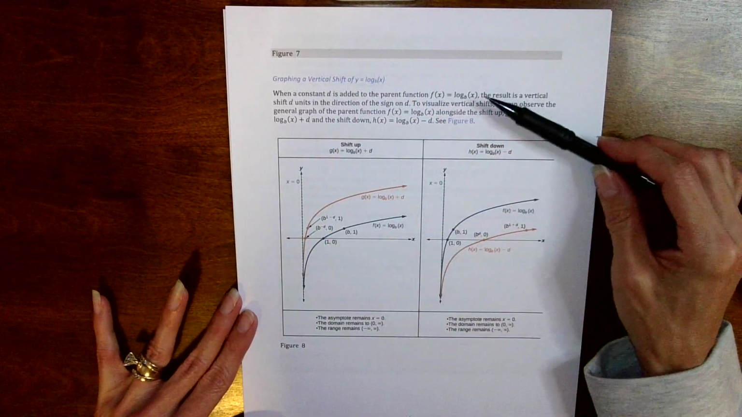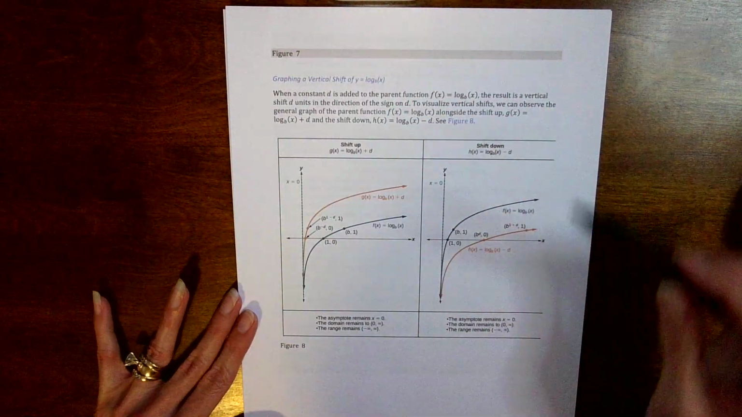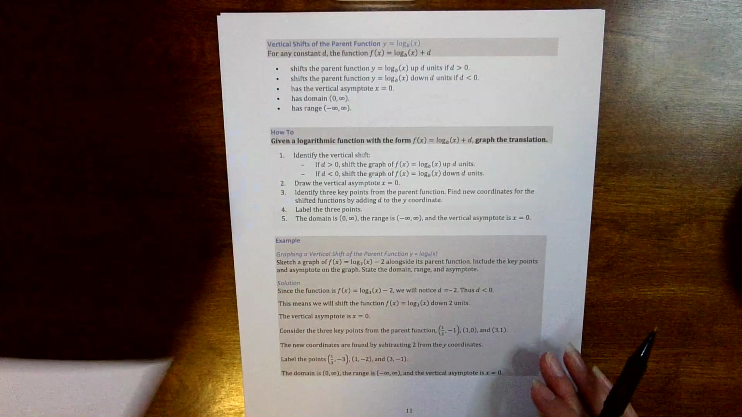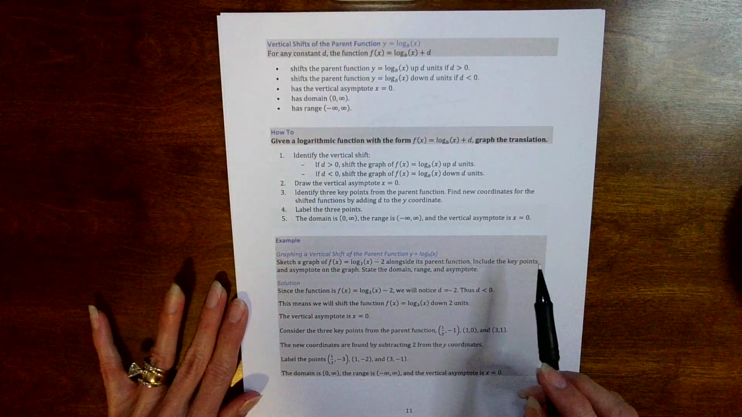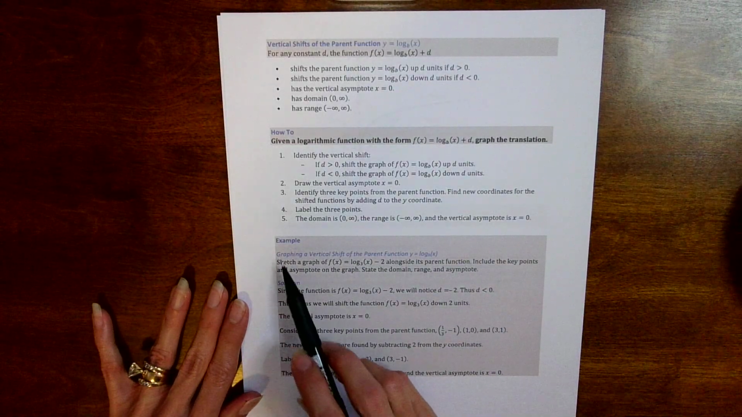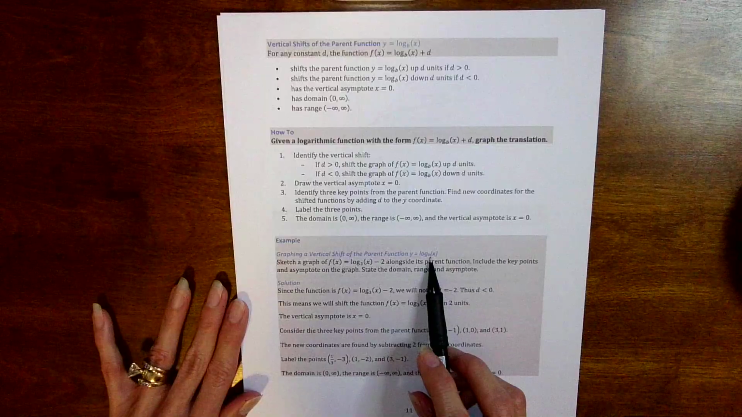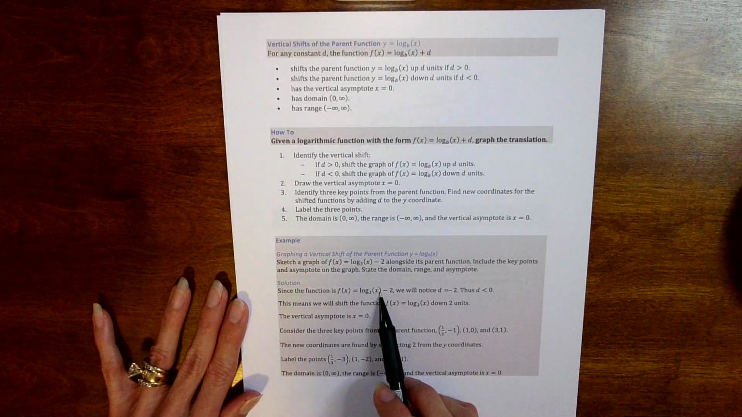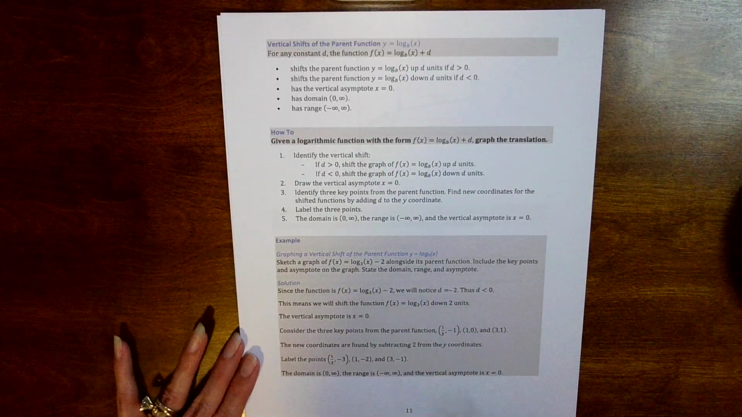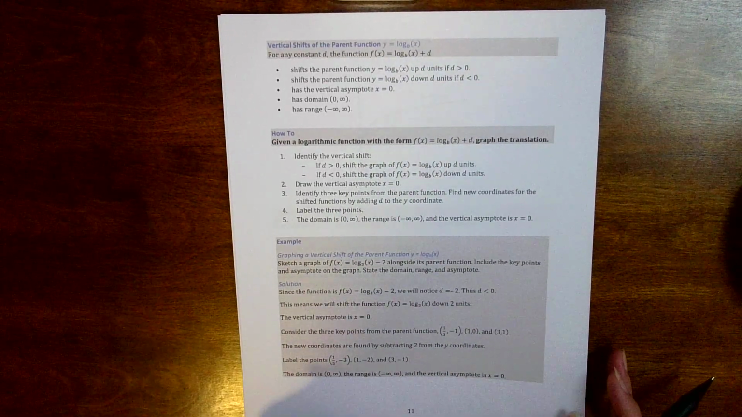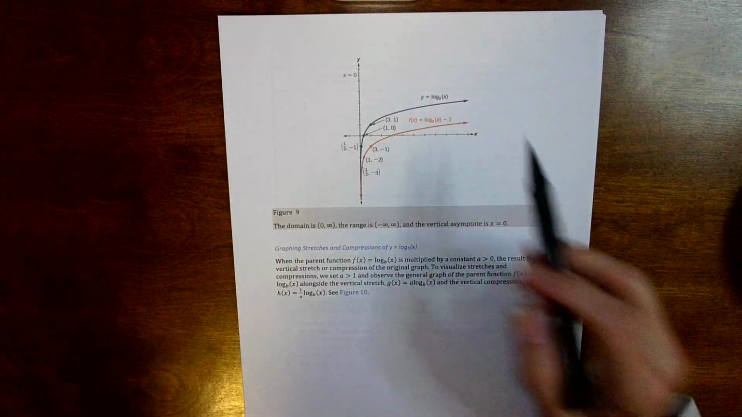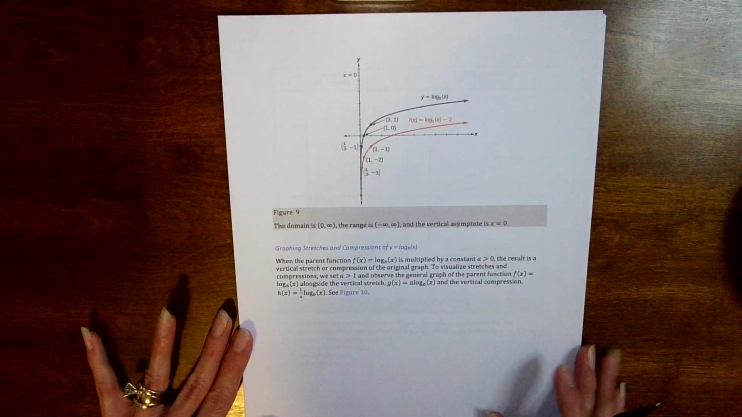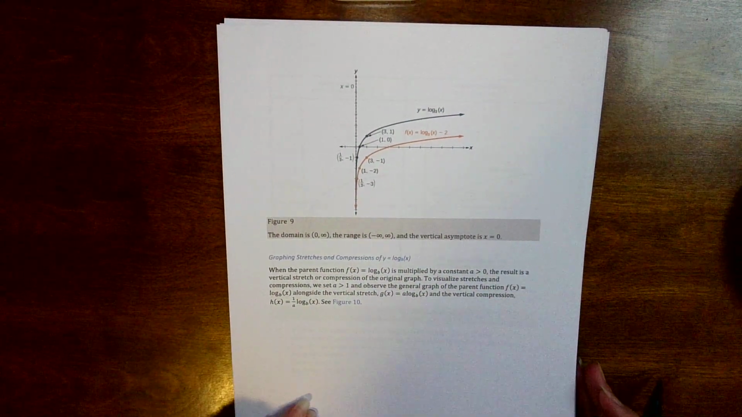Now, vertical shift, you would add or subtract outside of the function. A positive goes up, a negative goes down, just like we've had before. Graphing a vertical shift of a parent function log base x. So you would take this function, and then you would move all of the y's down 2 units. So this is log base 3 of x, and this is log base 3 of x minus 2, which is a lot more work to do by hand than if you go to Desmos.